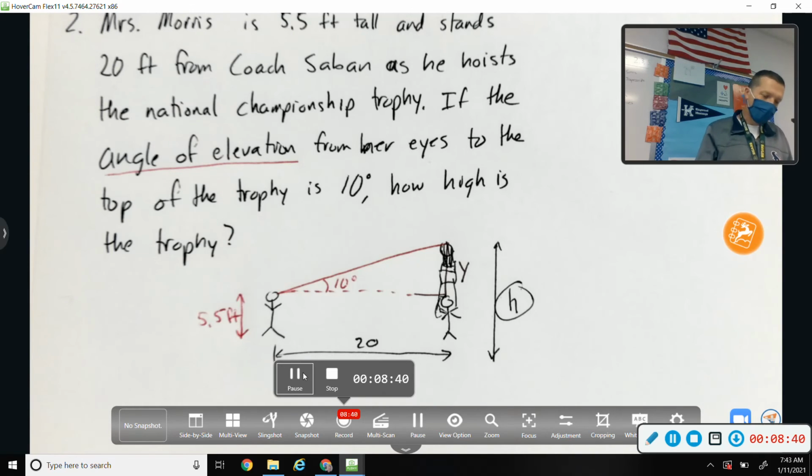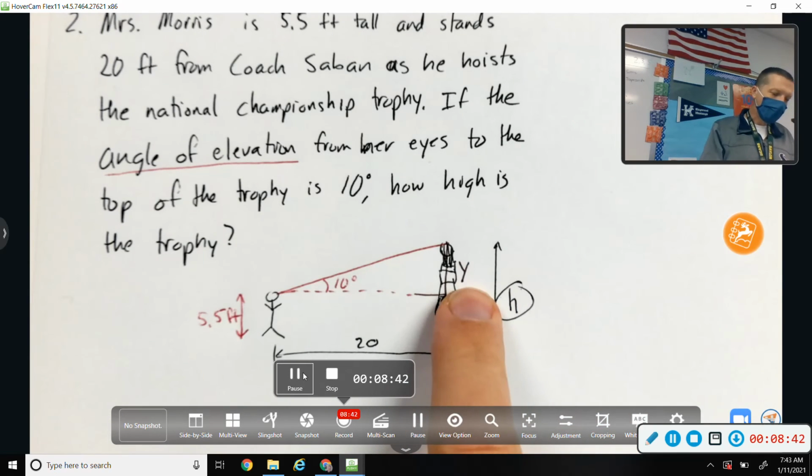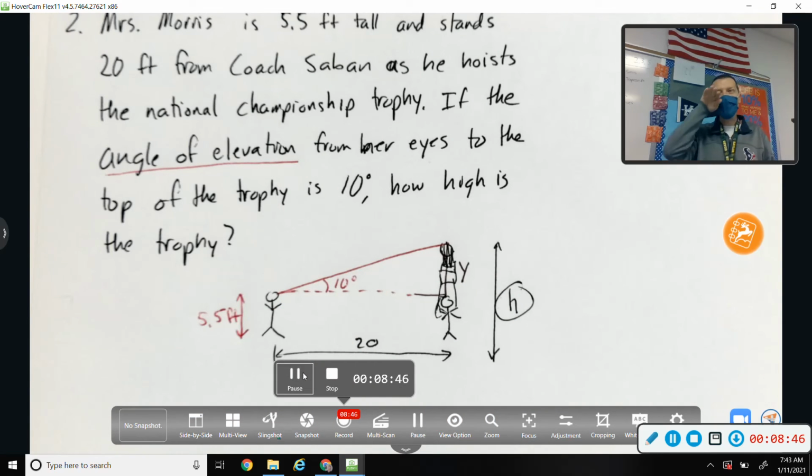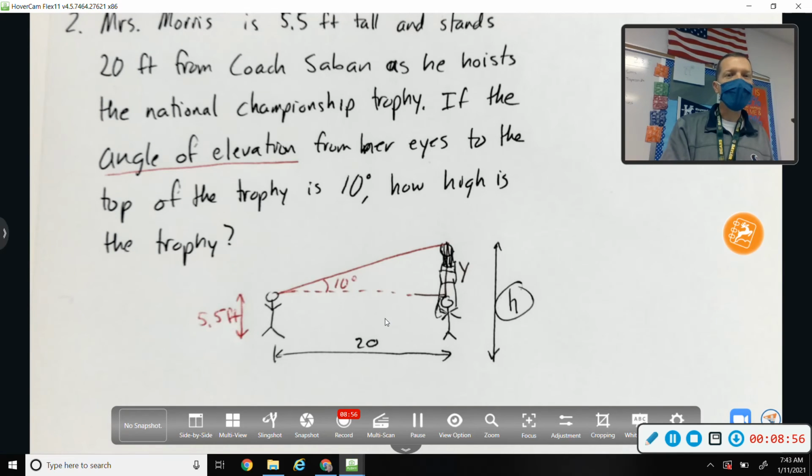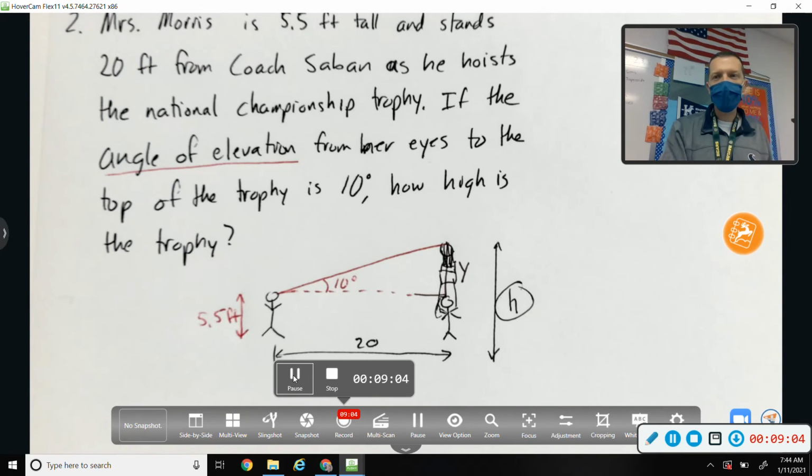So use trig to find Y, SOHCAHTOA stuff. And then don't forget to add the 5.5, because she's not laying on the ground looking at the trophy. She's already up in the air herself. So that's the setup to that problem. Again, use SOHCAHTOA to find Y, and then don't forget to add the 5.5 at the end. I'm going to press pause for you guys at home. So pause it and give it a try, and then come back and see how you did.